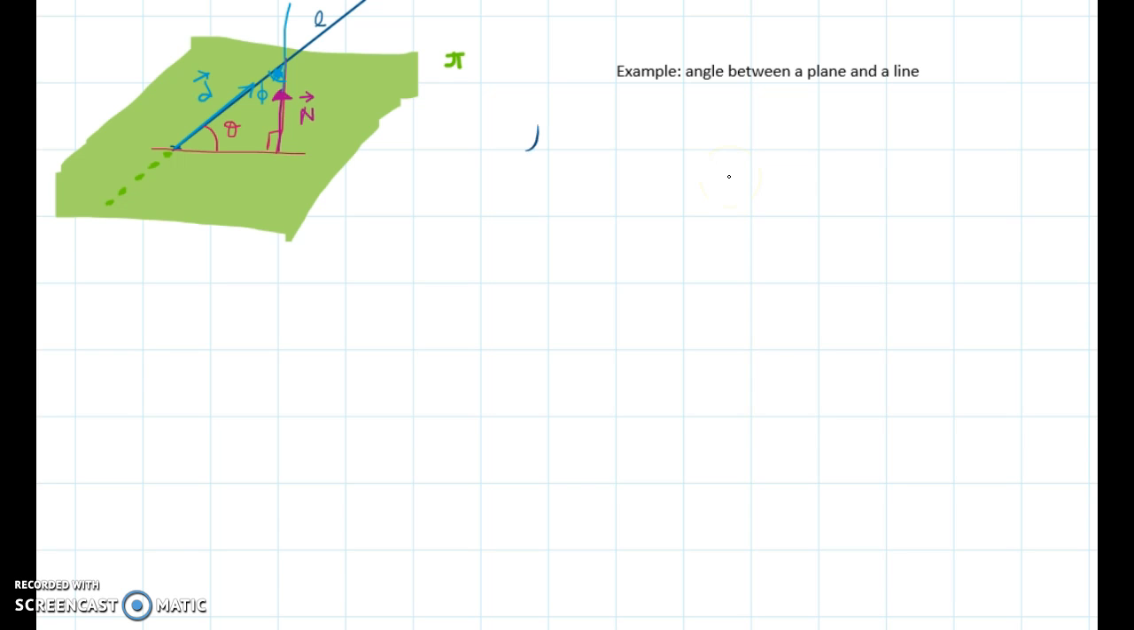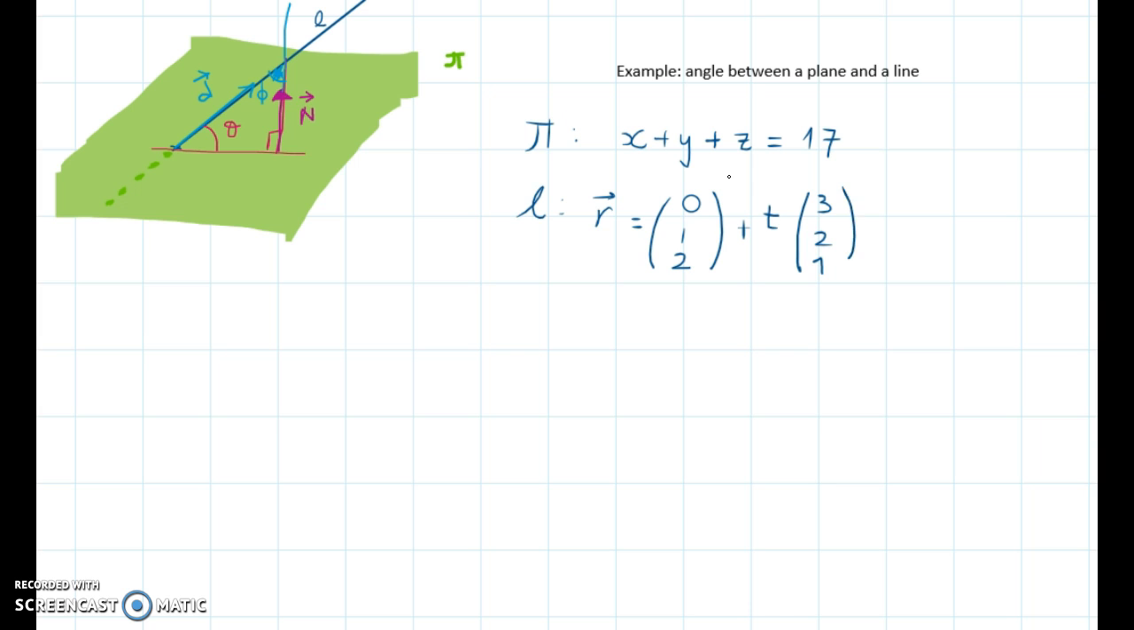So let's consider a plane pi, any equation of a plane. I'm just going to make it up. Let's say x plus y plus z is equal to 17. And we also need the equation of the line L. I'm going to write it in vector form. So I'm going to say that vector R is given by some point (0, 1, 2) on the line plus parameter t multiplied by the direction vector (3, 2, 1).